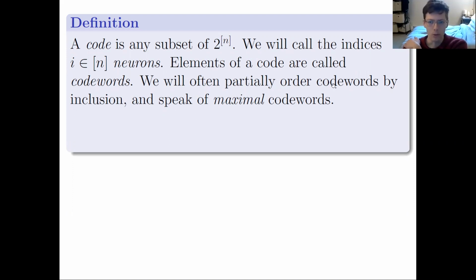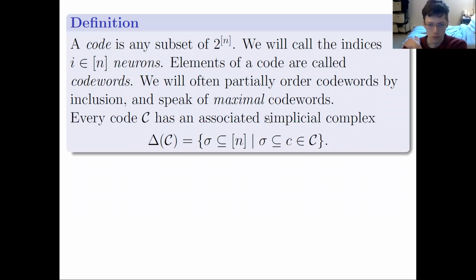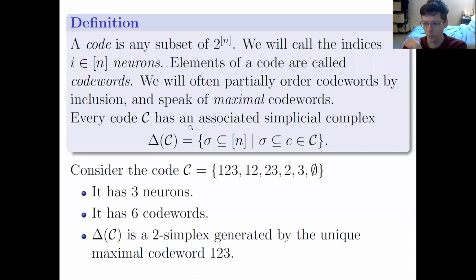I'll often partially order the code words by inclusion, so we can talk about things like maximal code words, for example. And then finally, every code has an associated simplicial complex, which is just the collection of all the subsets of code words. Okay, so that's a lot of words, but here's an example. Here's a code C. This code has 6 code words. I have 3 neurons, 1, 2, and 3. So for example, the 1, 2, 3 here is not 123, it's just 1, 2, 3, but I've compacted my notation a little bit. And then the simplicial complex of this code, well, it's just a 2 simplex. I only have 1 maximal code word, 1, 2, 3.